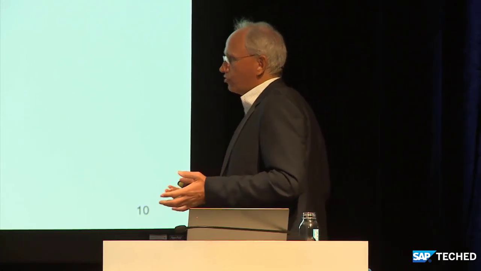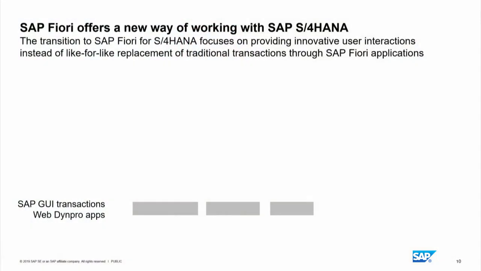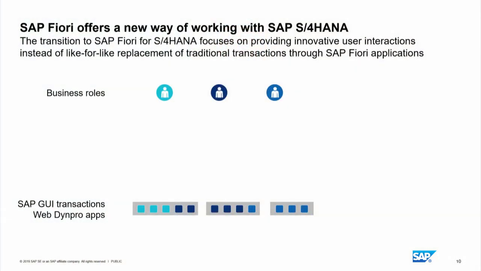So basically, if we just start with the existing GUI transactions and Web2Pre application and just look which user role uses what of those transactions. Because we don't want to just replace the old transactions. Then you see, as Fiori is a role-based approach, there are different functionalities used by different users or different user roles, depicted here by the different colors.